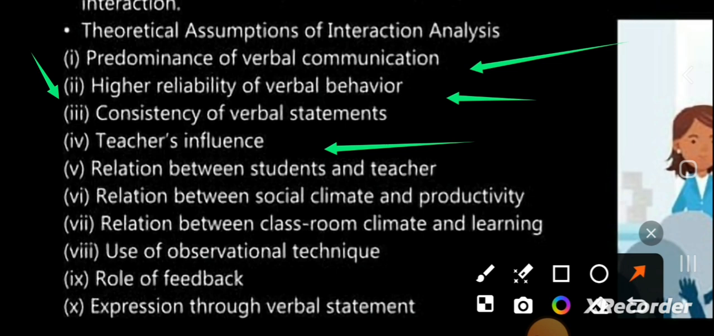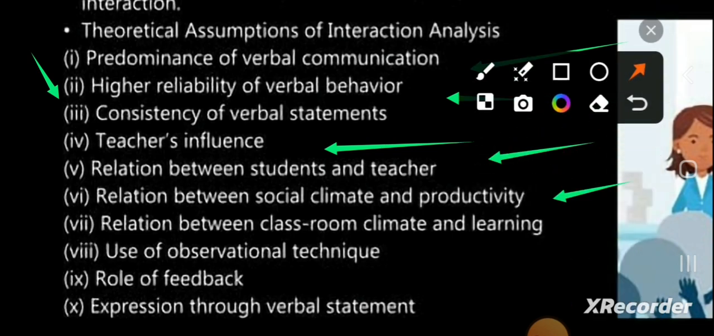Teachers' influence. Teachers are seen as having a significant influence on the classroom environment and student interactions, which impacts the overall learning experience. Relation between teachers and students. The interaction between students and teachers is a key focus as it affects both teaching effectiveness and student engagement. Relation between social climate and productivity. There is an assumption that a positive classroom climate contributes to better learning outcomes.